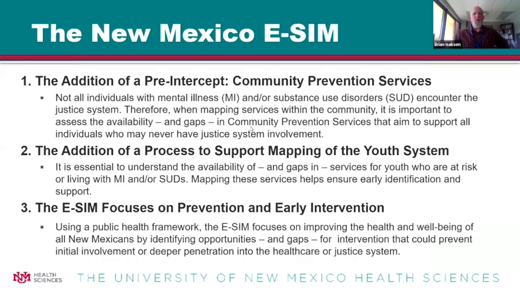And as I mentioned, we're adding a component for the youth system so we can understand the availability and gaps in the youth system, which is quite different than the adult system. And so with the enhanced sequential intercept model, we're adding components to focus on prevention and early intervention. I'm using a public health framework that focuses on improving the health and well-being of all New Mexicans with the goal of preventing initial involvement or deeper penetration into the healthcare or justice systems.